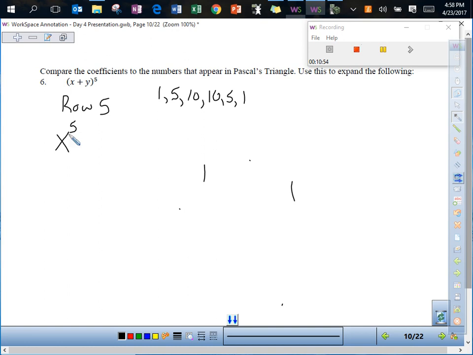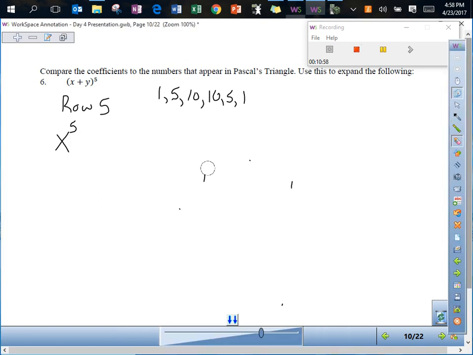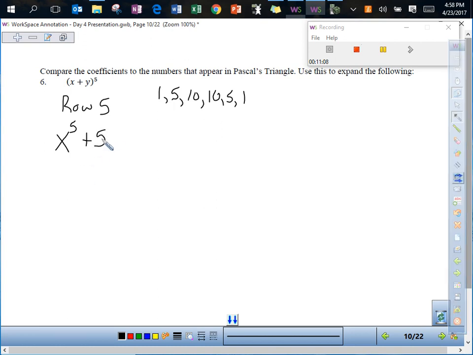My x's will decrease by 1 over and over and over. My y terms will start increasing by 1. So here it goes. I've got x to the 5th plus. My next term is a 5. My x term is going to go down by 1. My y term increases by 1. My next term is a 10. My x is going to drop down to a 3. My y is going to increase to a 2.